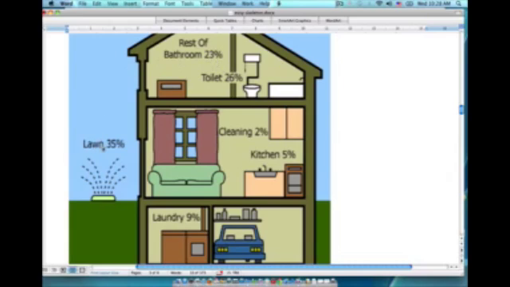So even though maybe when we first look at the diagram, we might originally think, well, the lawn makes up the largest share of overall water usage, that's actually not correct. The largest share would be the collective usage within the bathroom, which is 49%, or about half of all water usage. Cleaning, 2%. Kitchen, 5%. Laundry, 9%.